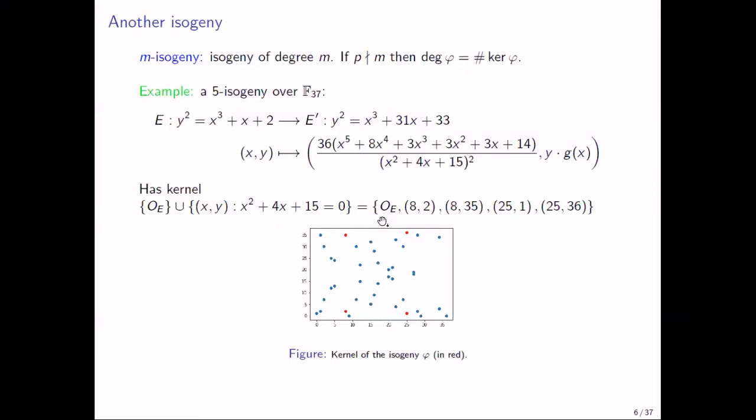We need to include the point at infinity. And lo and behold, the kernel has 5 points, and it was a 5-isogeny. That's not a surprise, because if the characteristic does not divide the degree, then the degree is exactly the number of points in the kernel. So you can also think of the degree as typically being the size of the kernel.